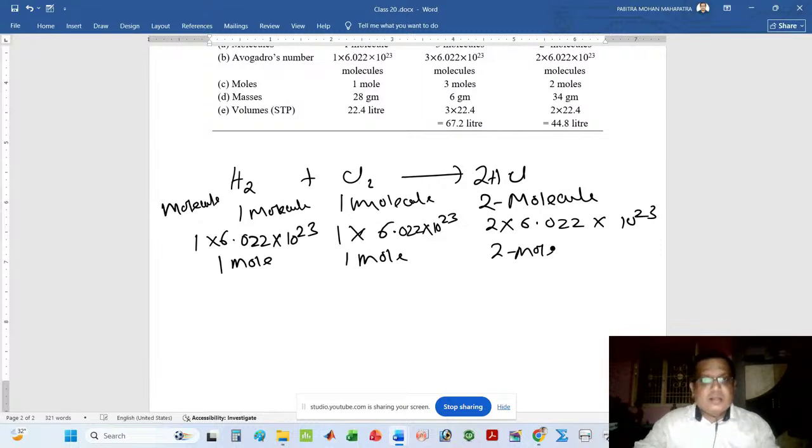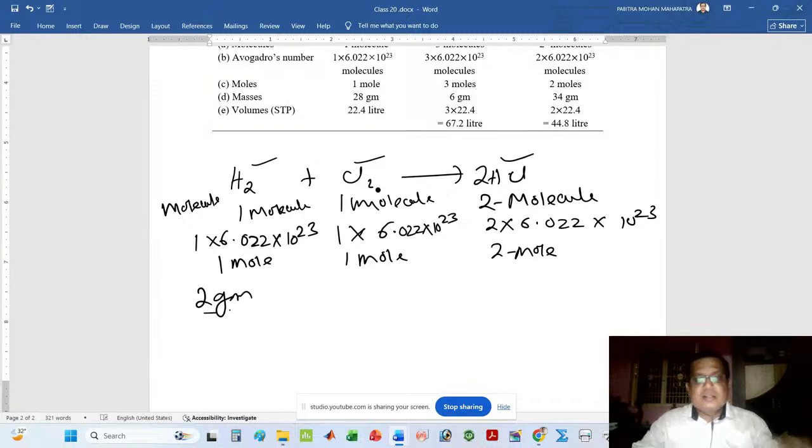Next, I can write in terms of mass. Here all are present as molecules, so I can write the molecular mass. The atomic mass of hydrogen is 1. The molecular mass of hydrogen is 2, so here I can write 2 gram.